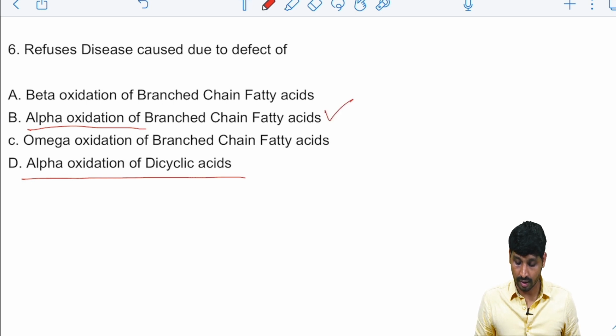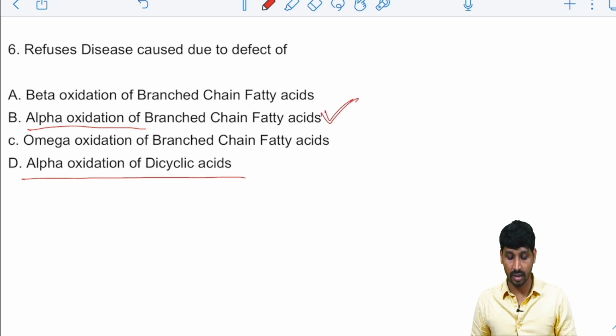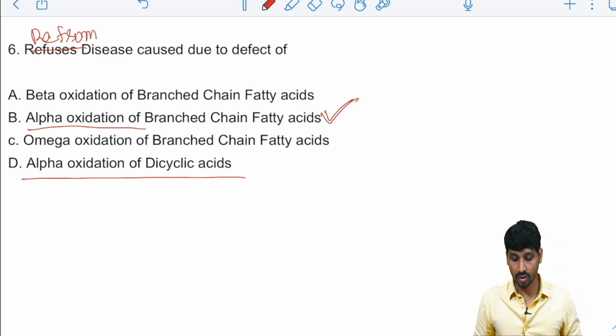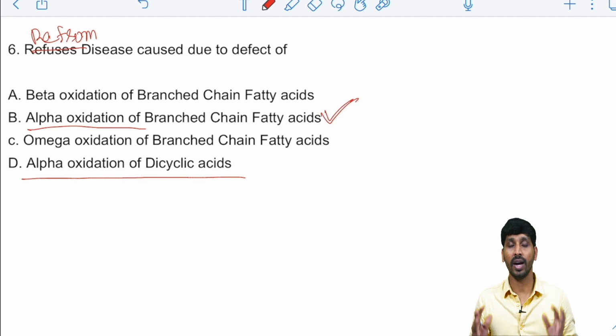So the correct answer is the second one: Refsum's disease is caused due to defect of alpha oxidation of branched chain fatty acids.